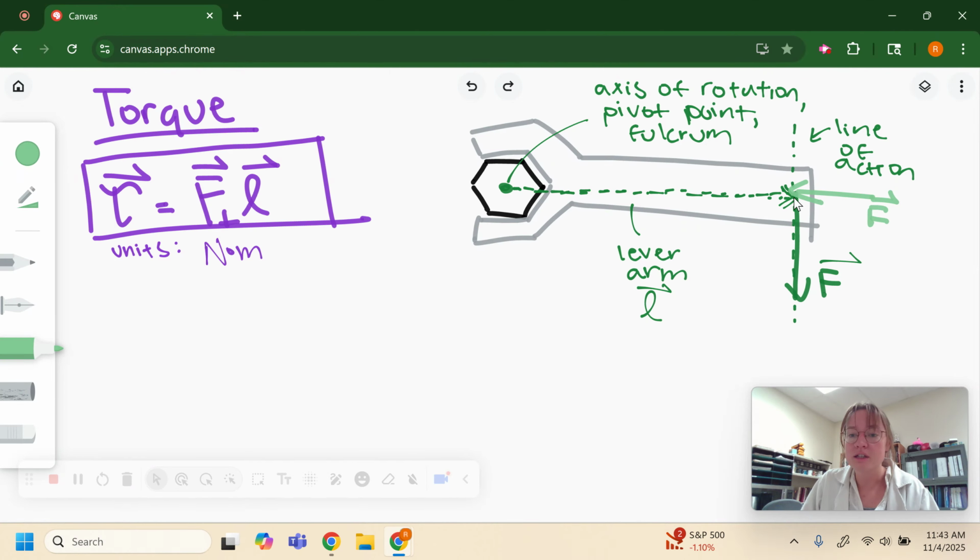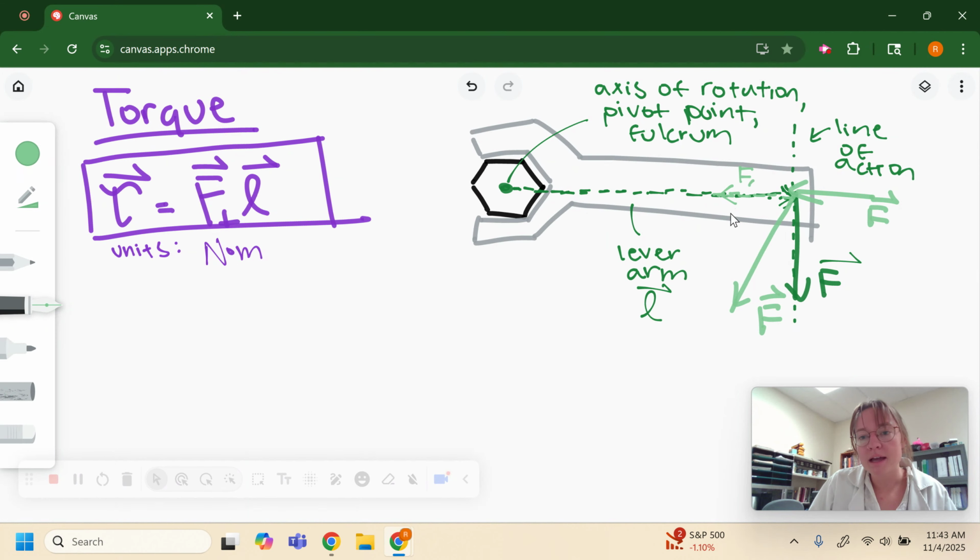Now, one thing that I could do is apply a force at an angle like this. If I apply a force at an angle like this, then do you see that there is a component of this force that is parallel to my lever arm, and we'll call this F parallel. Then there's a component of this force like this, and this is the component of the force that is perpendicular to the lever arm.